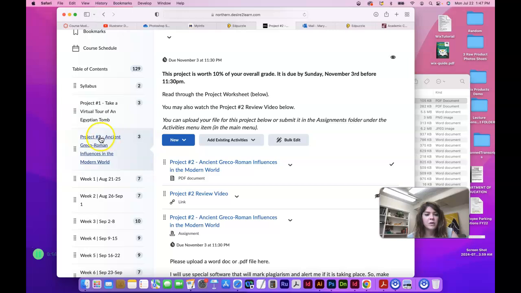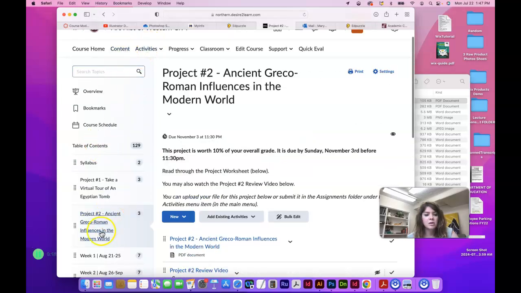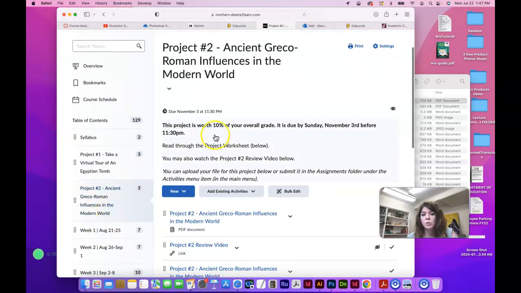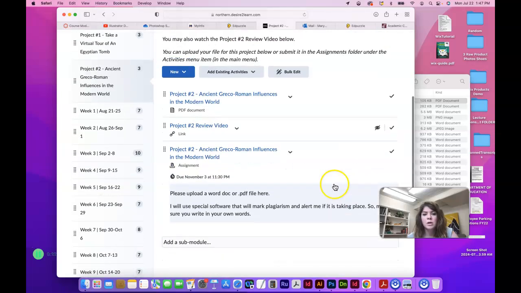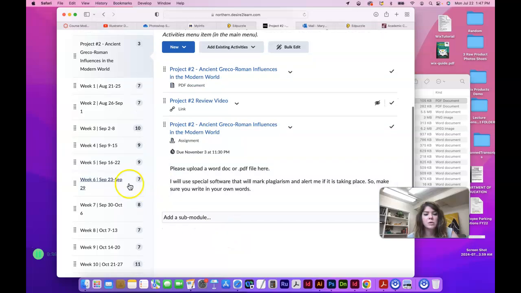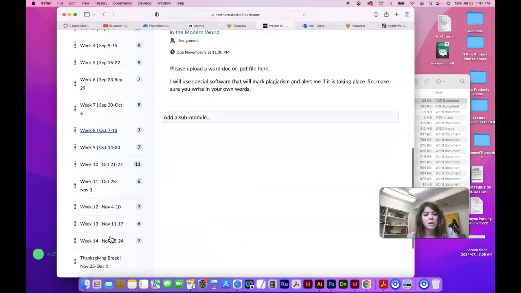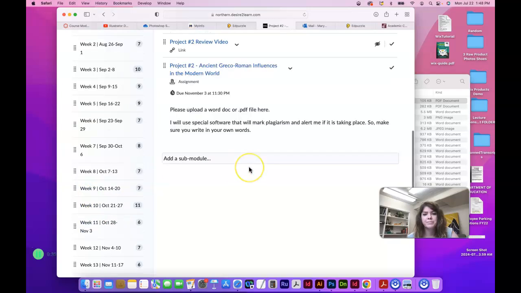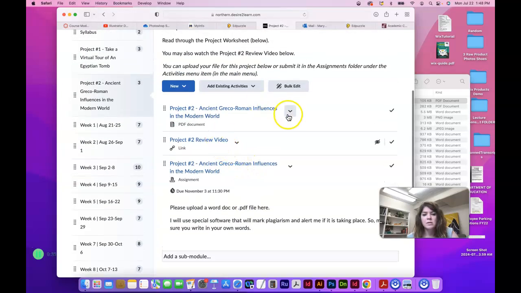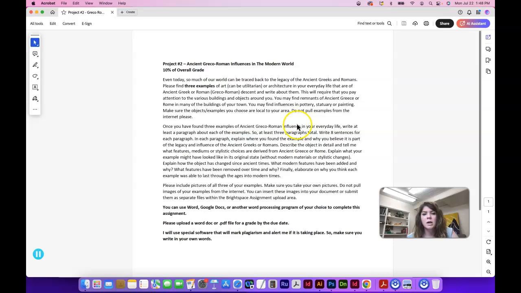So project number 2 can be found here in the content area of the course, on the left-hand side. It's worth 10% of your overall grade, due Sunday, November 3rd. You can turn it in here or in week 11. Okay, so let's download the PDF document that is the project worksheet. I will go over that.